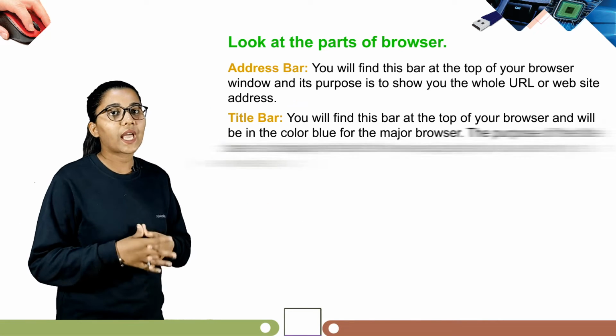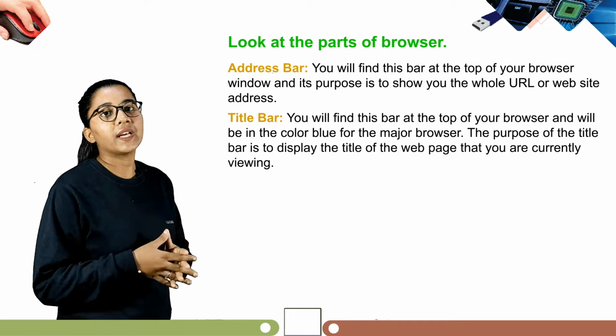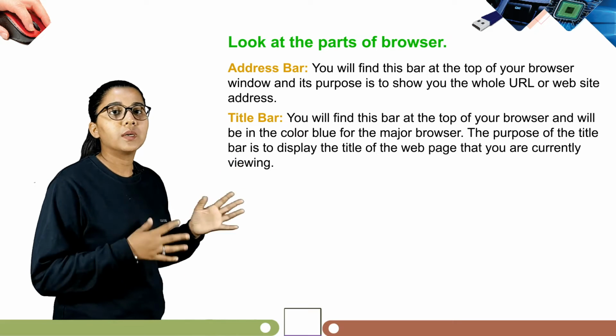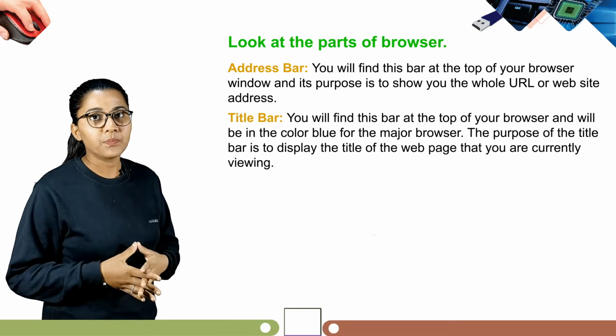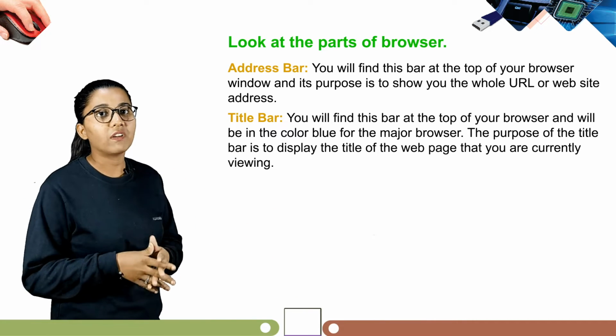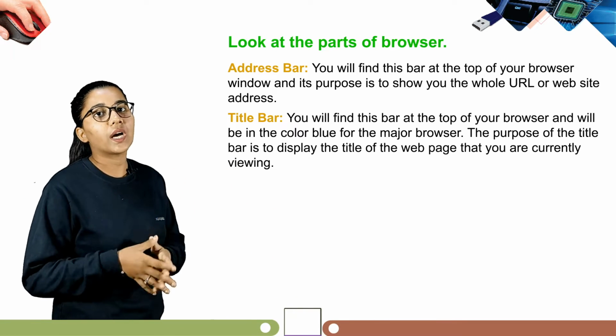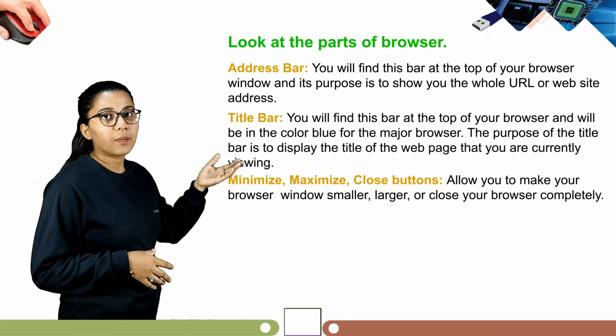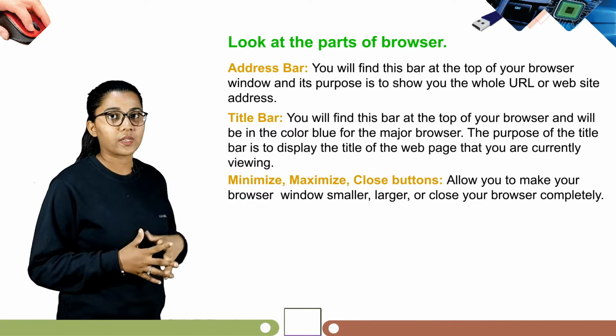Next we have title bar. You will find this bar at the top of your browser and will be in the color blue for the major browser. The purpose of the title bar is to display the title of the web page that you are currently viewing. Next we have minimize, maximize and close buttons.